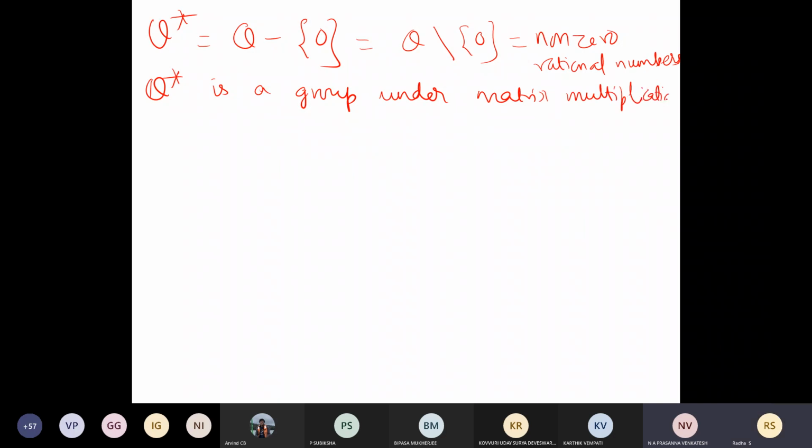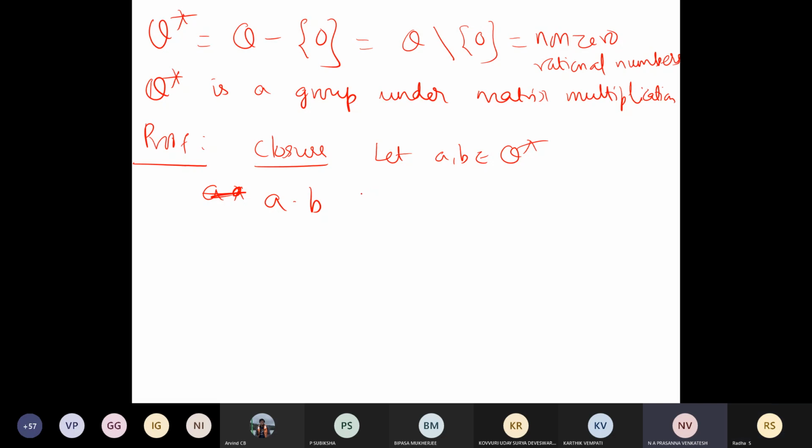Shall I write how to prove this? Closure. Let a, b belong to Q star. So a into b, the product of two rational numbers, is again a rational number. It's a rational number, right? It belongs to Q star.